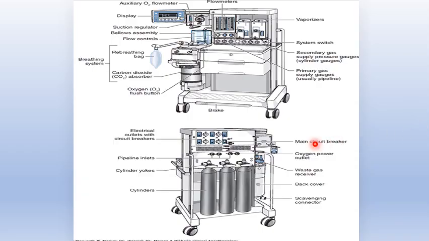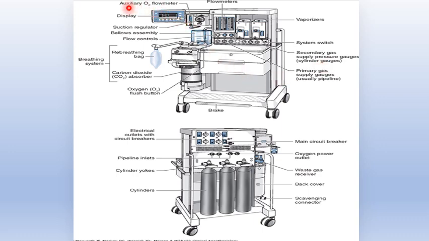This is a picture of the anesthesia machine from the front view and back view. From the front view, you can see what are called flow meters. You can control them with flow controls, and a vaporizer, a system switch to turn it on and off, and gauges for pressure, primary and secondary. Primary gas supply gauges usually measure pressure coming from the pipeline, and secondary gas supply pressure gauges are for the cylinder.